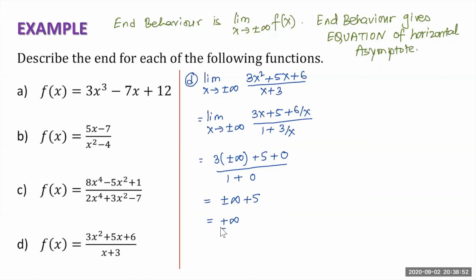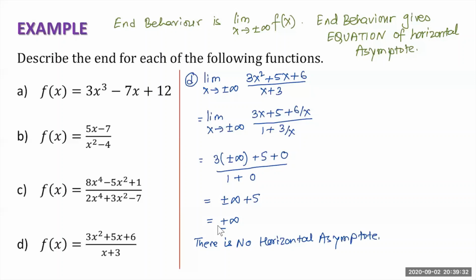So here, unlike parts B and C, when you try to calculate the limit as x approaches positive or negative infinity, we are not getting a finite number. If that was a finite number, then y equal to that number is the horizontal asymptote. In this case, we didn't get a finite number, so the meaning of that is there is no horizontal asymptote. So for this one, there is no horizontal asymptote.